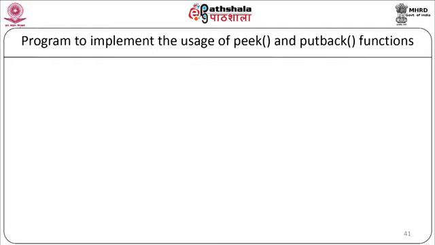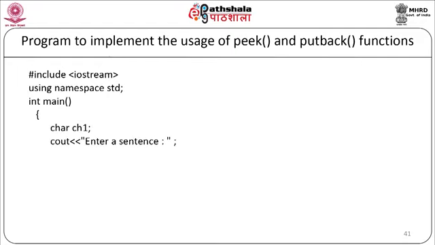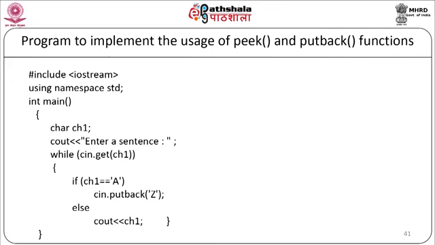Now let's see a program to implement the usage of peek and putback functions. We'll start with our program: #include <iostream>, using namespace std, int main. We'll declare the character as char ch1, cout << "Enter a sentence". Now we'll have a while loop as while (cin.get(ch1)) { if ch1 is equal to 'a', cin.putback('z'), else cout << ch1; } end of while loop and end of main program. So here it is going to accept the sentence from the user, and whenever it finds 'a', it will be replaced by 'z' using the putback function.